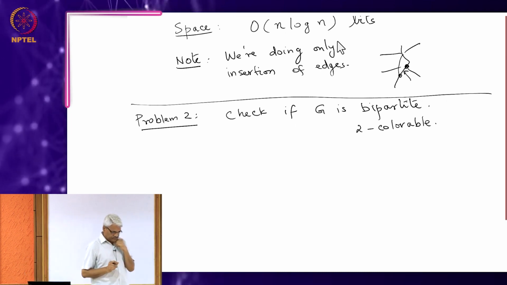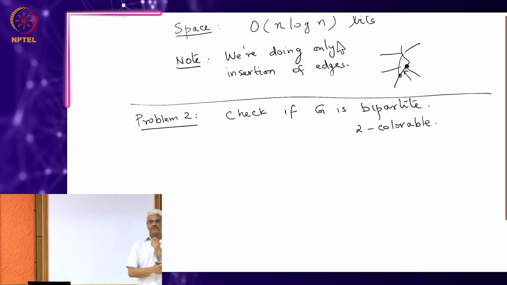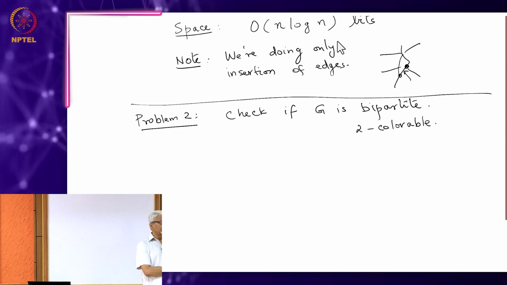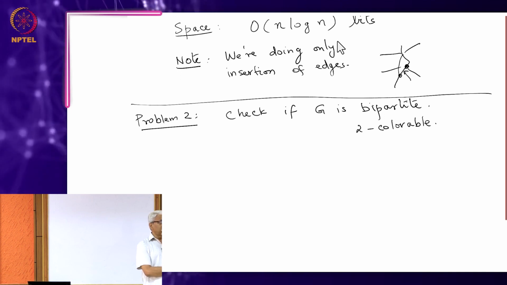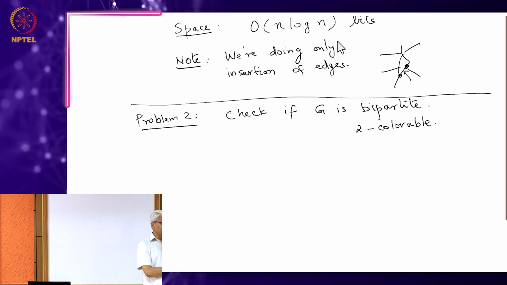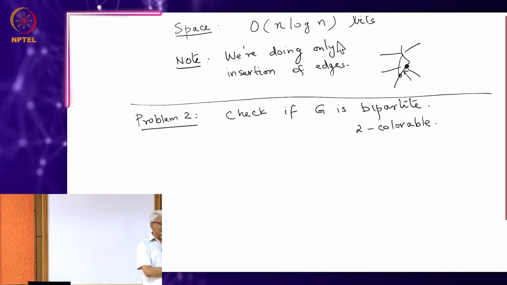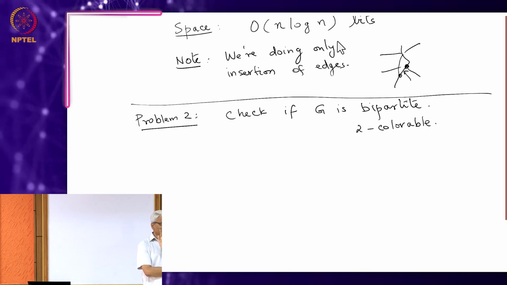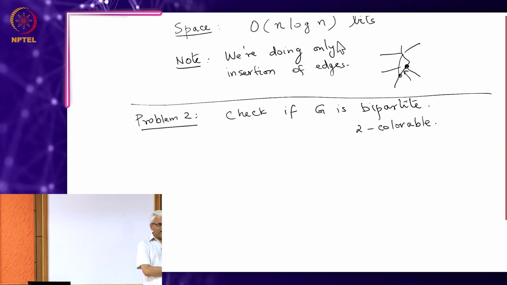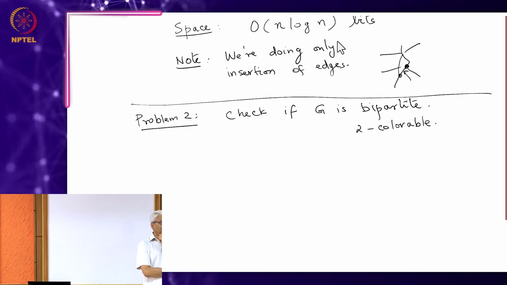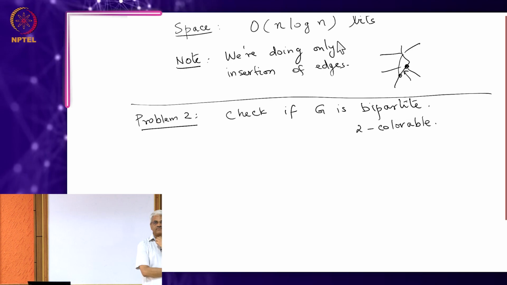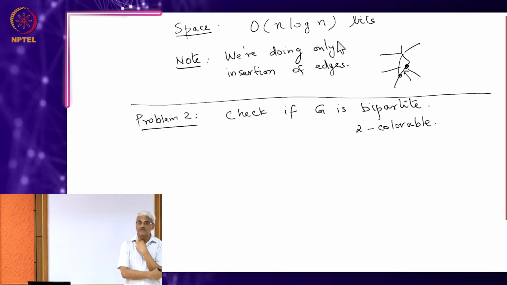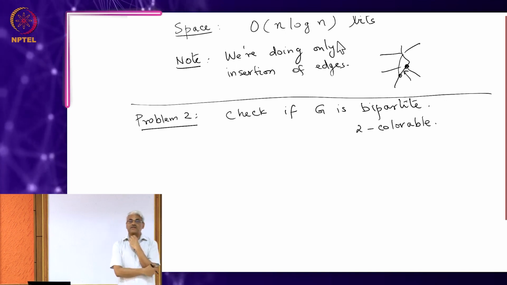Any characterization for bipartite graphs? Yeah, what is that? If it has a cycle, it should be of odd length. The connection to odd cycles is correct, but so what a graph is bipartite if and only if there is no odd number of edges in a cycle.